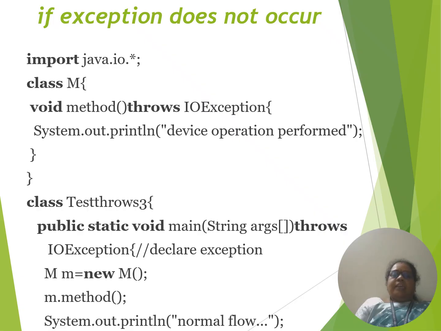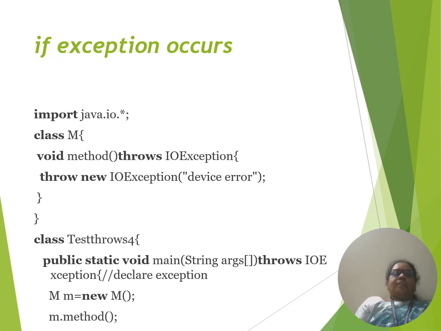I am giving the example here. Import, device operation performed. I am not giving any error messages, system error, so the normal flow will be carried out. But if an IOException occurs, here the device error occurs, then that message will be displayed. The device will show the error.